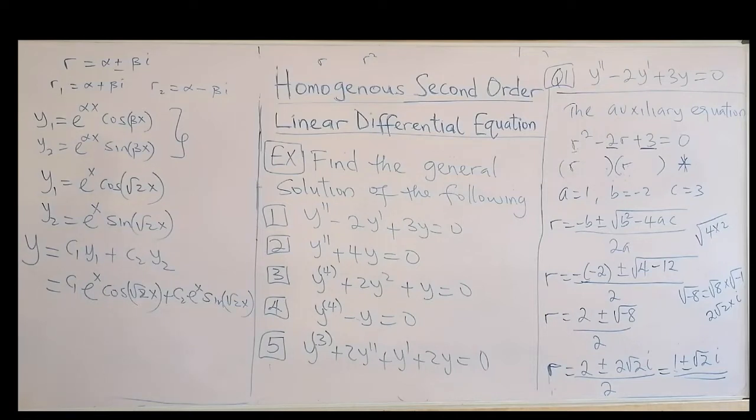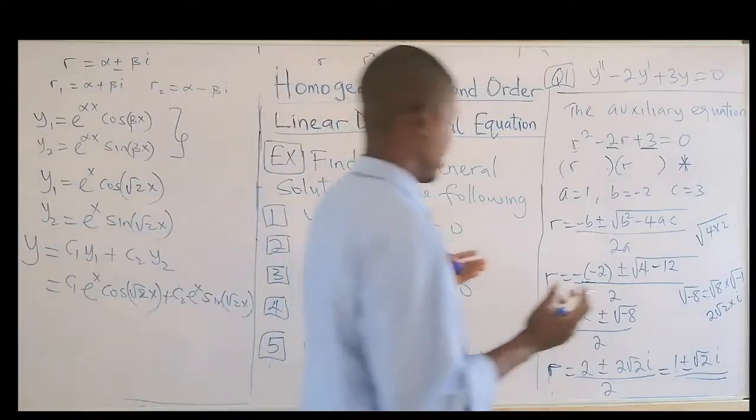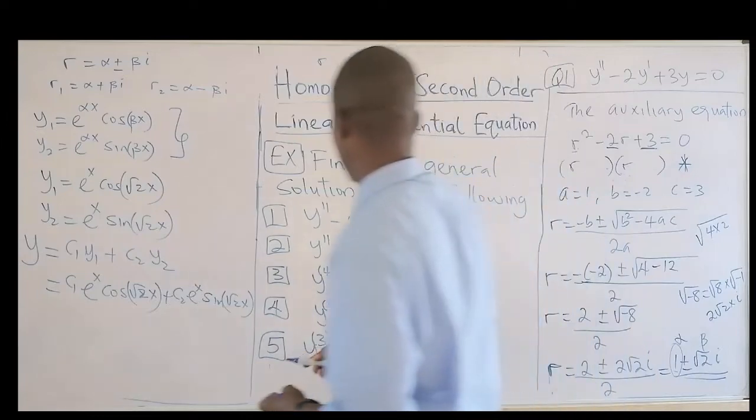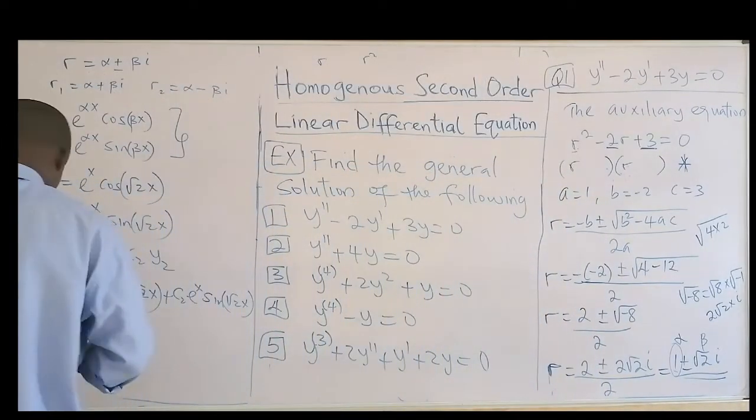In a nutshell, when your auxiliary equation gives you a complex expression, it's very simple. The real part of that complex expression is your alpha, and the coefficient of the imaginary part is called beta. That's that on that question, so we'll go to question 2.